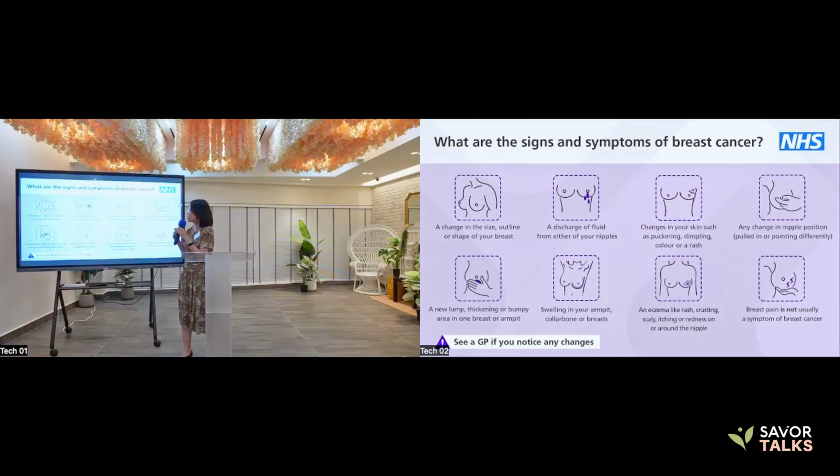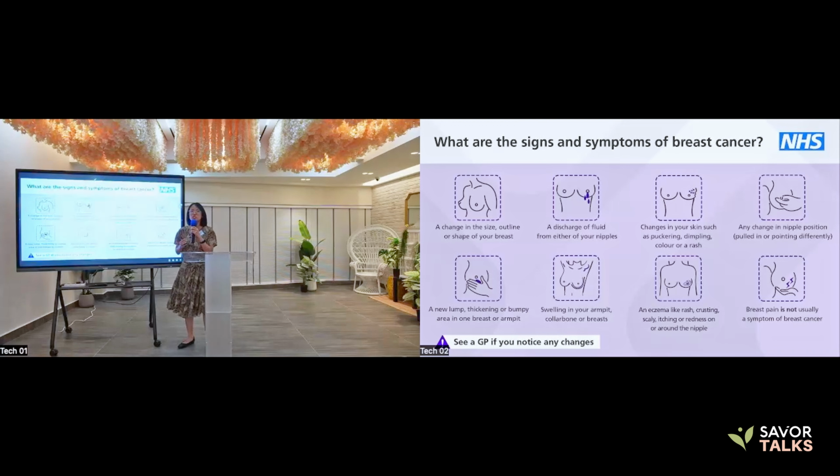And when you check the breast, if you feel a lump, or a swelling over the armpit, or any skin changes, you need to check with the doctor. Okay, breast pain is not usually a symptom of breast cancer.